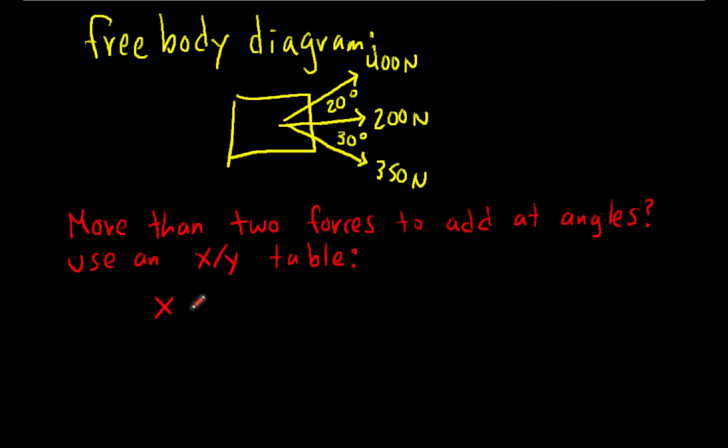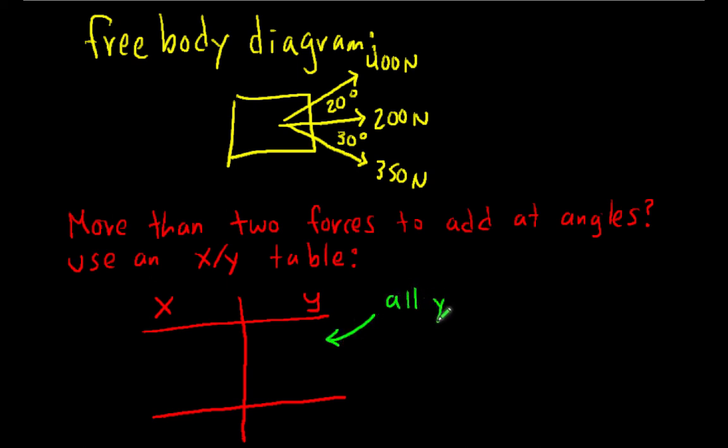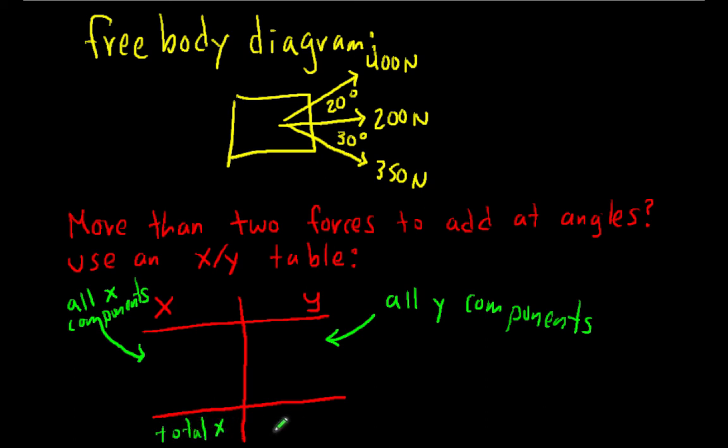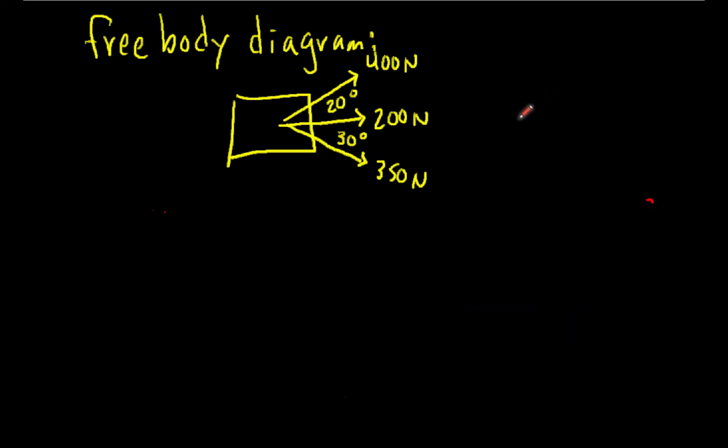An XY table will allow you to keep track of which ones are X's and which ones are Y's and do your calculations accordingly. To do this, you draw a table where one column represents X and the other column represents Y. In the Y column, you put all Y components. In the X column, you put all X components. And then at the bottom, you find the total of all the X's, the total X, and the total of all the Y's, the total Y. Here's how we do it for this problem.